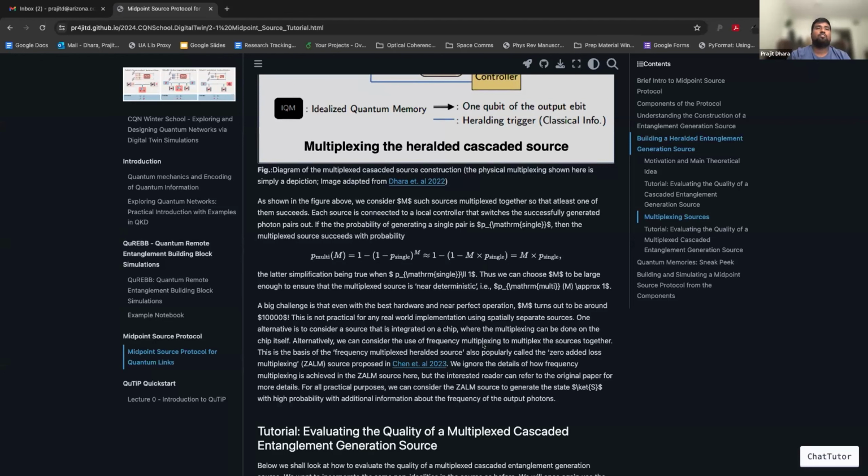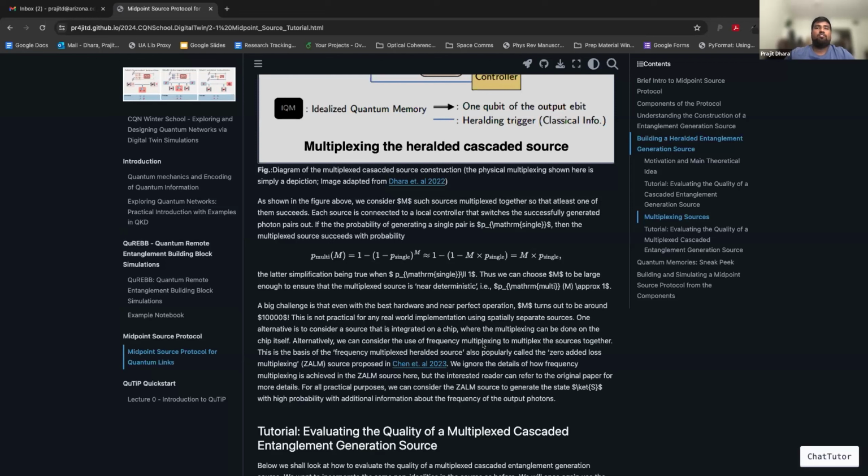One alternative is to consider that these are still individually, physically separate sources, but they are on a chip. So you make them really small, and the multiplexing is done on the chip itself. So the whole package is bigger, but you still keep your individual operations smaller. This is possible, but still not the best way to do it.